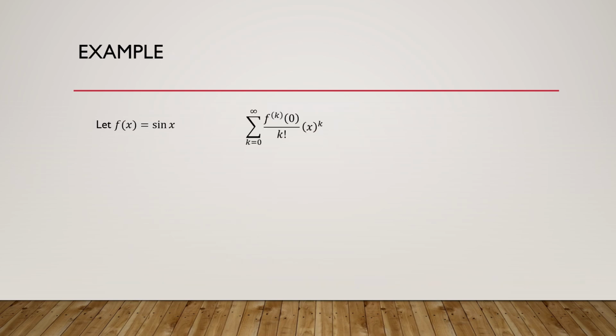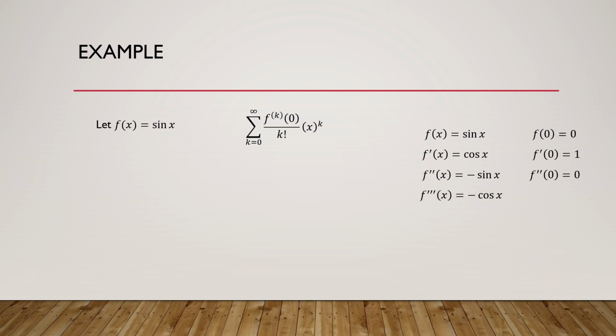Next, let's find the Maclaurin series for f of x is equal to sine x. Sine 0 equals 0. The derivative of sine is cosine. Cosine 0 is 1. The second derivative is negative sine. Negative sine of 0 is 0. The third derivative is negative cosine. Negative cosine of 0 is negative 1. The fourth derivative is sine, and sine 0 equals 0.